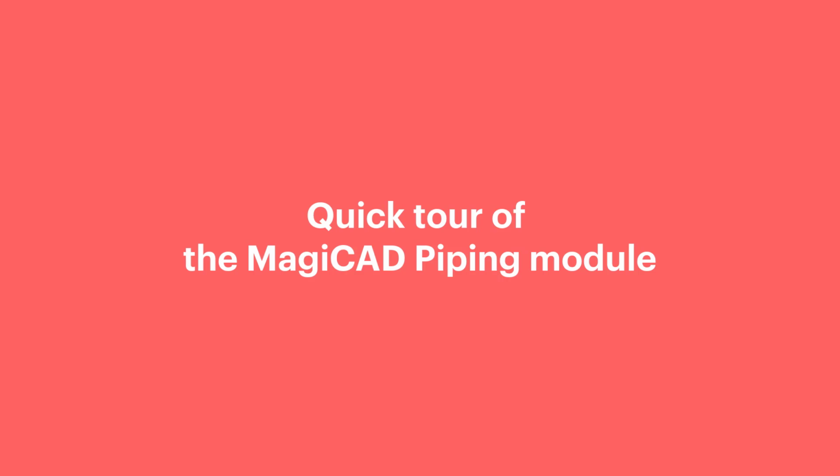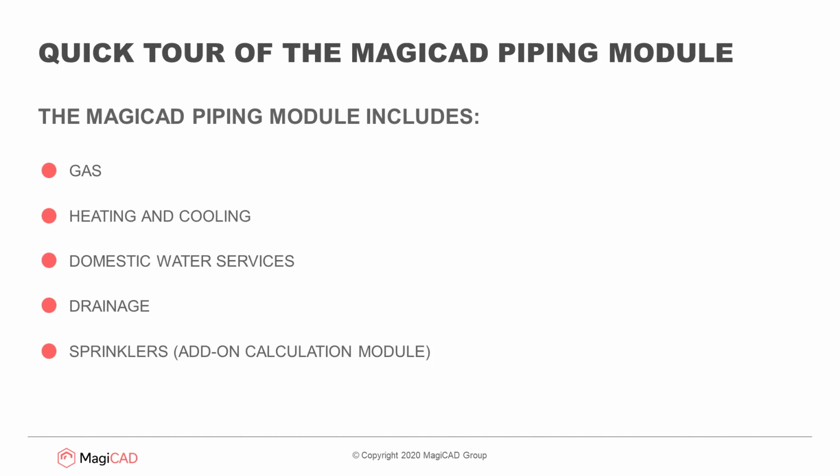Just going to have a quick tour of the MagiCAD piping module before we get started into the gas calculations. The module supports and includes gas, heating and cooling, domestic water services and drainage systems. It also includes sprinklers, but this is an actual add-on calculation module to the standard piping package. And then we're going to look now at the toolbar for the piping module as well.